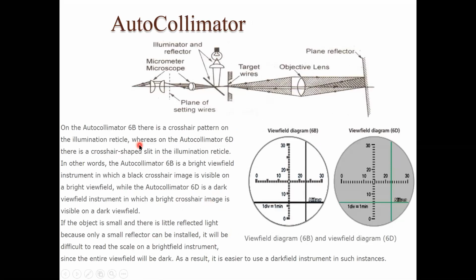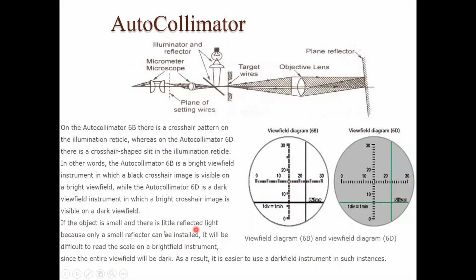Here, two types of autocollimators are there. That is the view field of the autocollimator in diagram 6b and the view field in diagram 6d. Here in this case, the field is bright and these cross lines, the target lines, are black in color. But here in this case, the field is dark and the crosswires are bright.